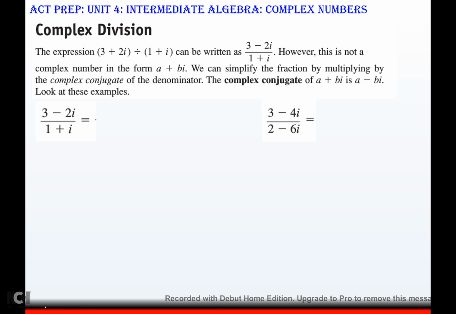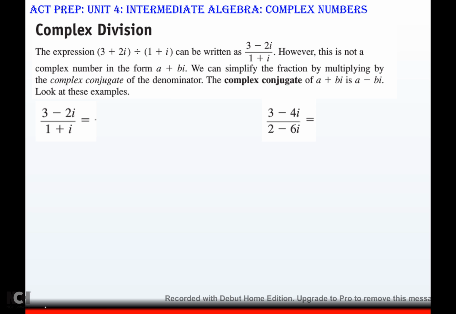Complex division. It says the expression (3 plus 2i) divided by (1 plus i) can be written as (3 minus 2i) over (1 plus i). However, this is not a complex number in the form a plus bi. We can simplify the fraction. We can't actually divide by i. It's illegal. You can't do it.